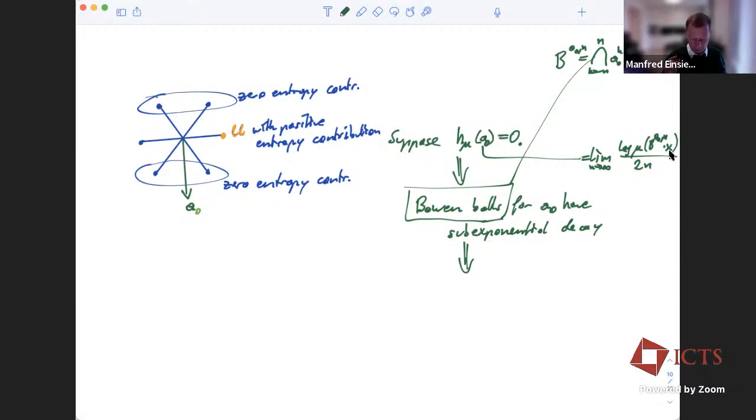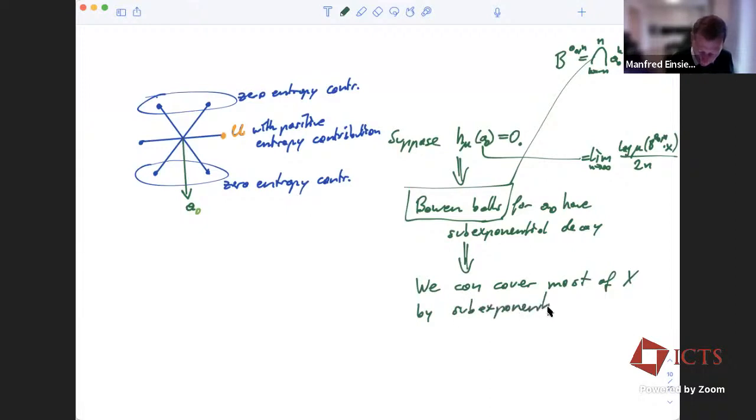That's kind of interesting, because if you know that your balls don't decay quickly, then it's very easy to cover the space. So this implies we can cover most of X by sub-exponentially many Bowen balls, which are these things that appear here, B_{A0}^n applied to x.